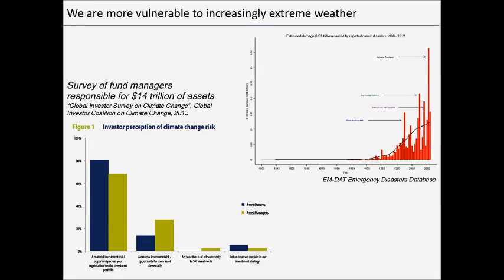The cost of weather events is rising partly because there are more of them, but also because as the world's population becomes concentrated in cities, many of them coastal, then each event, when it hits a city, has a much higher impact. And the markets are starting to notice this.